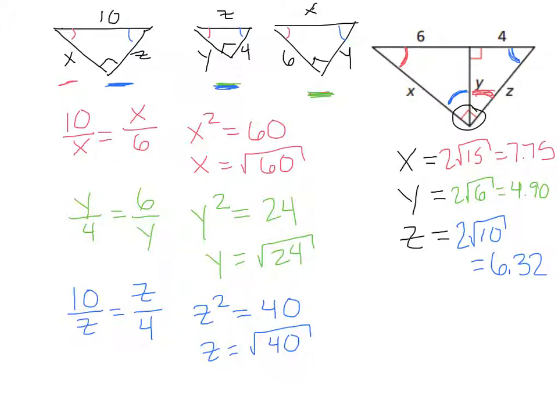So all we were doing was identifying those similar right triangles and then using our knowledge about similarity ratios in order to solve for the missing values.